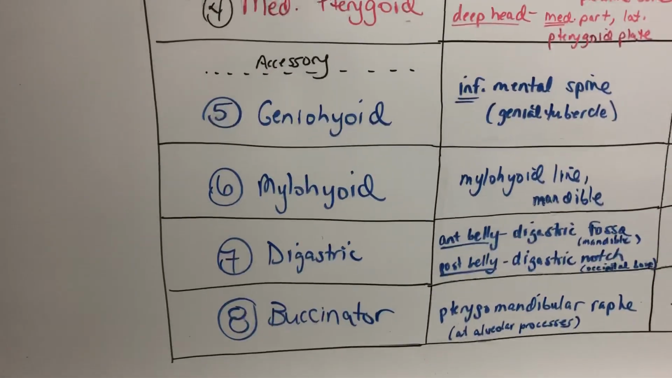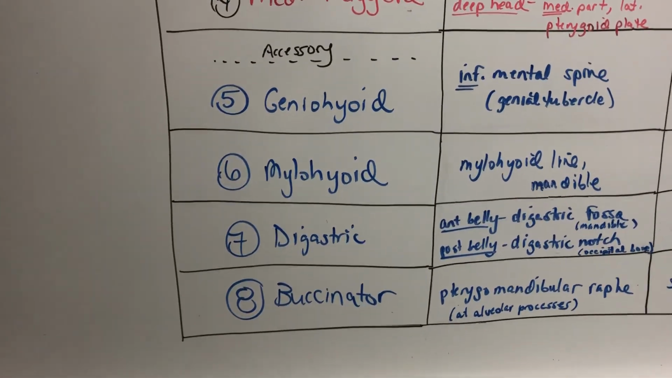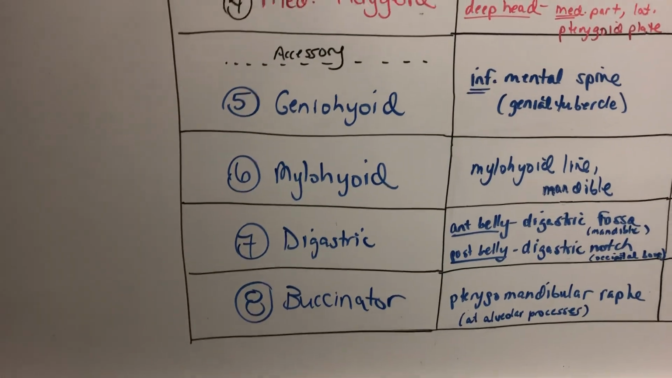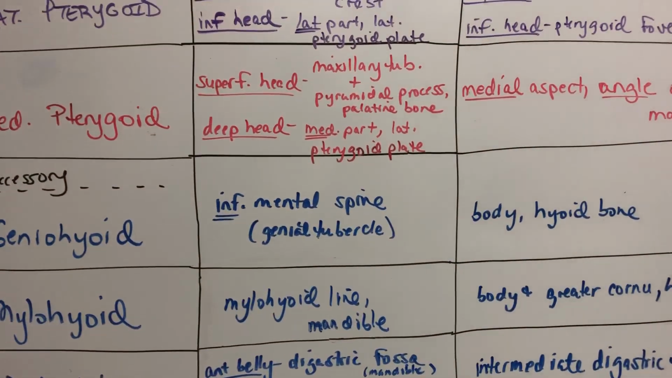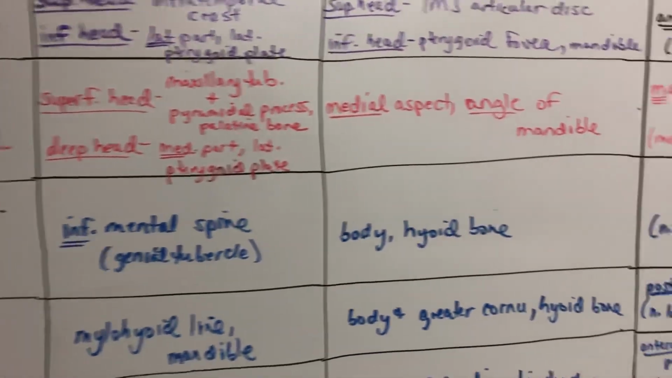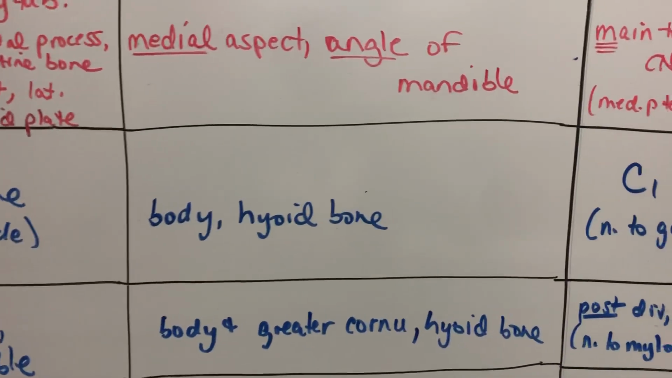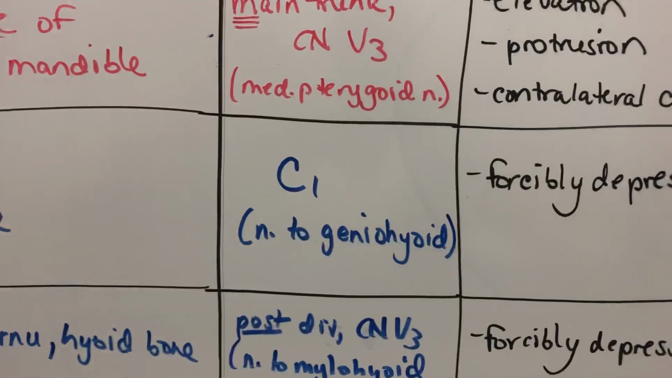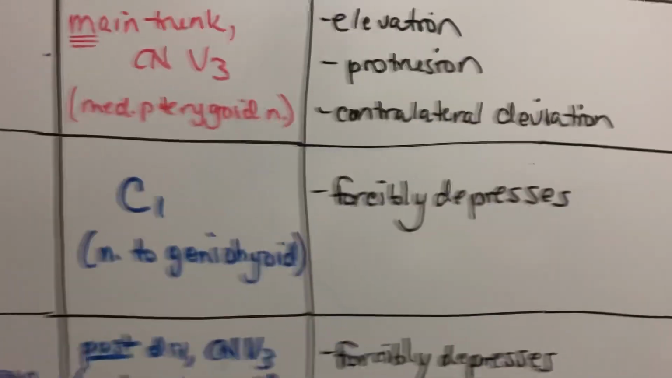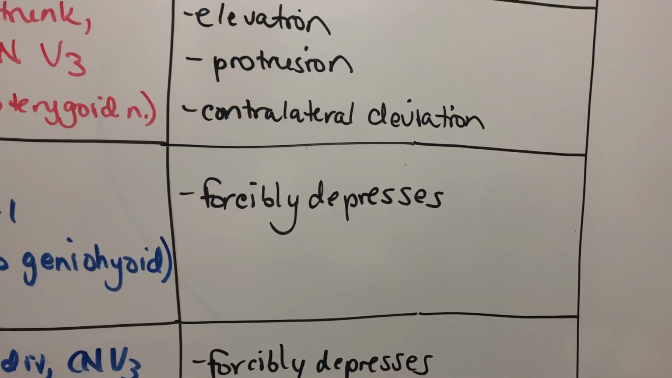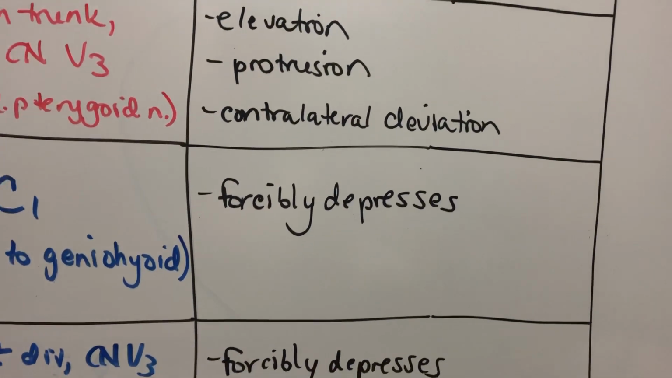Some accessory muscles of mastication that they may ask you about. The accessory muscles tend to synergize the action of the primaries. Geniohyoid comes from the inferior mental spine, also called a genial tubercle. It goes to the body of the hyoid bone. It's innervated not by V3, but by C1, the nerve to geniohyoid. And it forcibly depresses the jaw, like most accessory muscles of mastication.